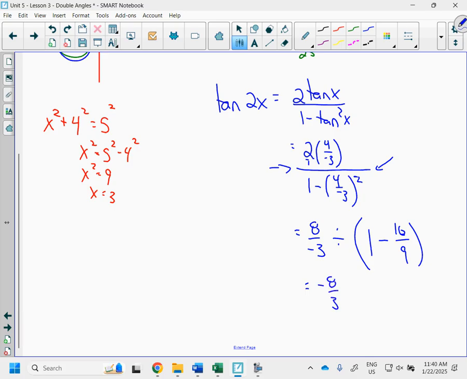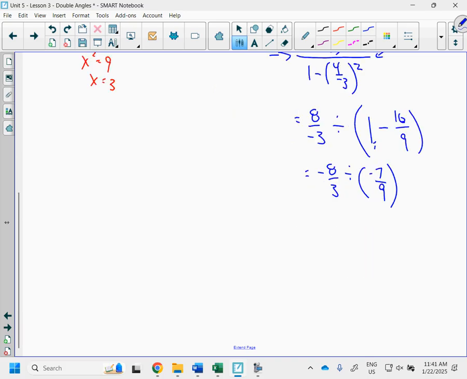Just move the fraction negative sign to the top. Divided by, we need a common denominator there. So 1 over 1. So how about 9 over 9? And 9 minus 16 is negative 7 ninths. If you're not sure about that, use your fraction button. Or think to yourself, this is 9 ninths minus 16 ninths.